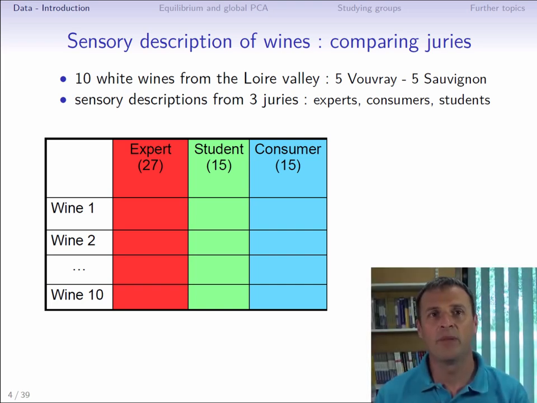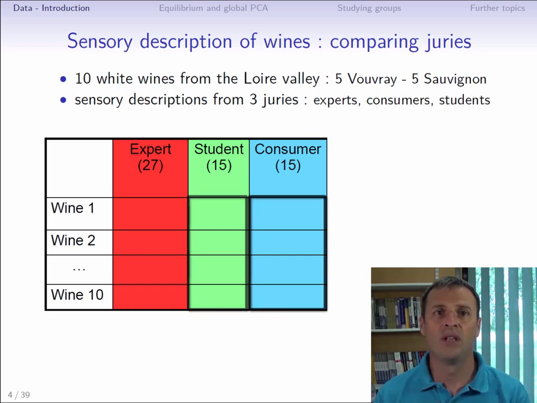However, the problem here is a bit more complex, because we have obtained a sensory description of the same wines by different juries. The jury of experts, for whom we saw an excerpt before, but also a jury of students and a jury of consumers. Also, the variables used to describe the wines are not the same from one jury to the next. The expert jury evaluated 27 sensory descriptors, whereas the student and consumer juries evaluated only 15 sensory descriptors.